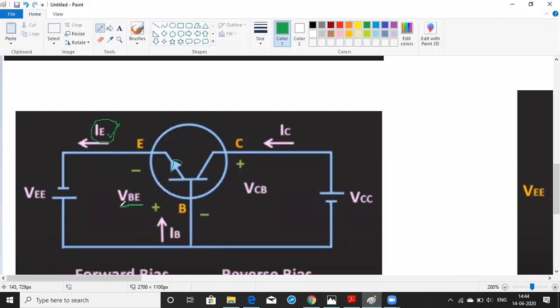So what is this VBE? So VBE is the voltage difference between the base and the emitter.